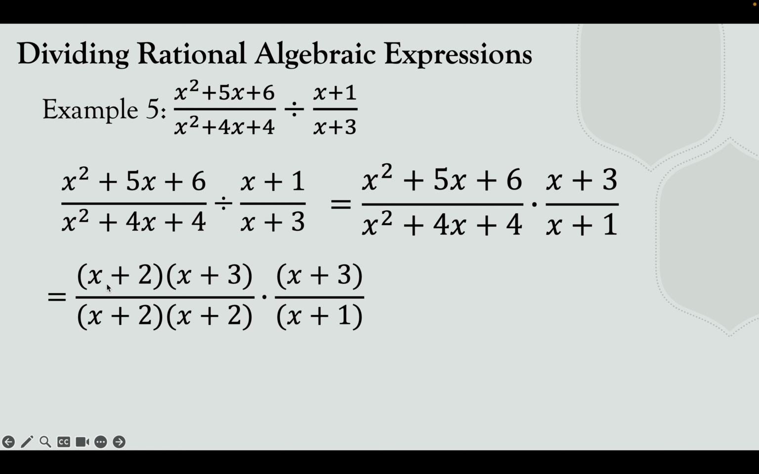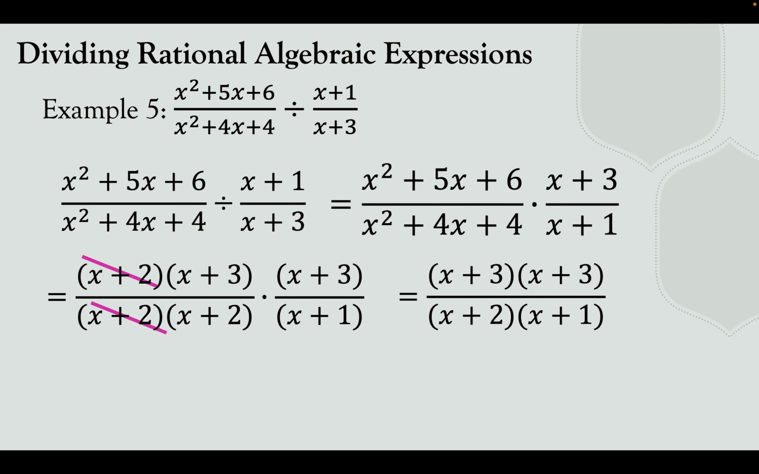Now, factor out the terms here in your numerator from x² + 5x + 6. The factor for that one is (x + 2)(x + 3). And then in the denominator, we have x² + 4x + 4. The factor for that one is (x + 2)(x + 2). So cancel out the same terms. We have x + 2 and x + 2. And then multiply the remaining terms. We have (x + 3)(x + 3) over (x + 2)(x + 2).